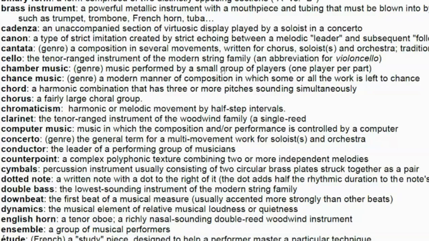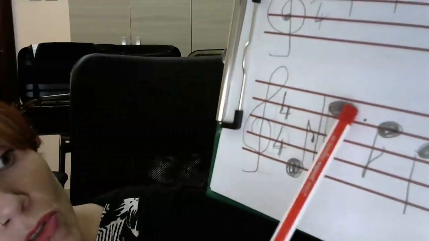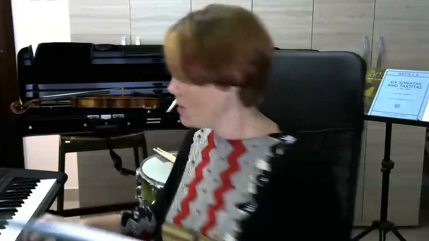Double bass, the lowest sounding instrument of the modern string family, as we discussed before. Downbeat, the first beat of a musical measure, usually accented more strongly than other beats. Why do we call it downbeat? Because if we have something before the first beat of the music that we play, we call it upbeat. The accent is on the first count of the bar, and this is something which leads you to the first count of the bar. So I don't put the accent on the upbeat and I put the accent on the downbeat. So up, downbeat, right? 1, 2 and 3 and 4.